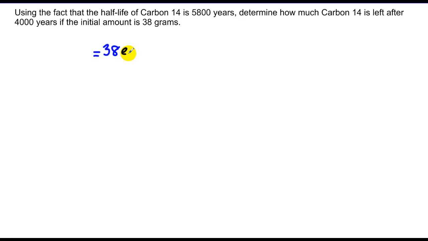We have some e raised to the k. They didn't give us a k in this case, so again we've got to find that. t power. Well, we got a couple of numbers here. We know that the half-life is 5,800 years, and then we've got 4,000 again. So this looks a lot like our last problem. So what we have to do is first use the fact that this half-life is 5,800 years.